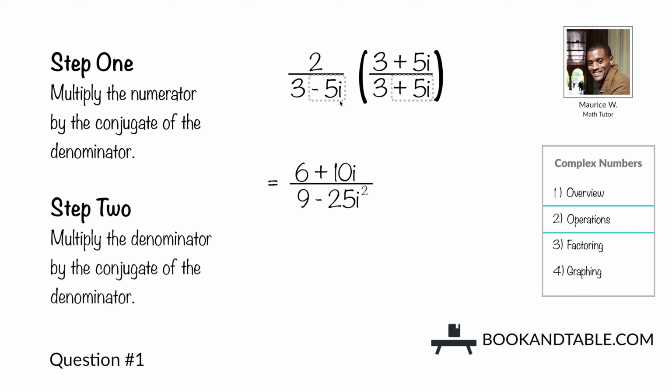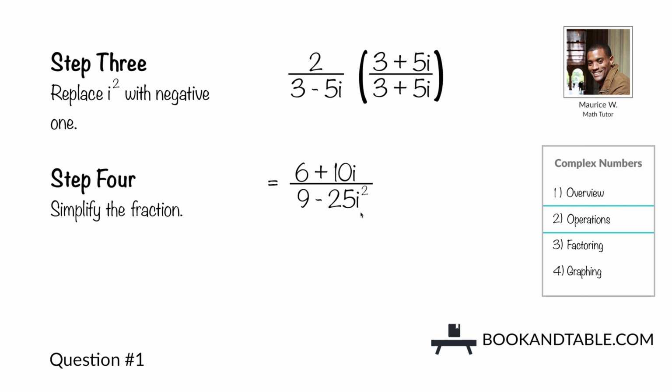And negative 5i times positive 5i is equal to negative 25i squared. So after the second step, you will want to replace this i squared with negative 1, giving you negative 25 times negative 1, which is positive 25. 9 plus 25 is 34.